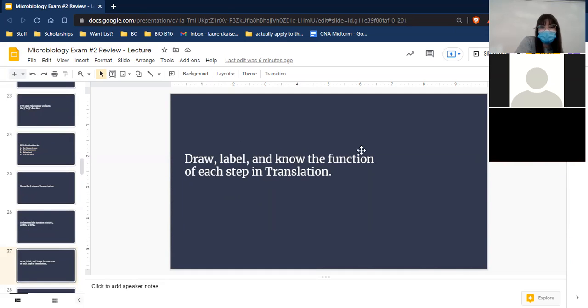Draw, label, and know the function of each step in translation. Okay. So what does translation involve, right? If we have our tRNA, we have our mRNA, and we have our ribosome, right? So you can start conjuring up that picture of what the drawing and the labeling would look like, right?